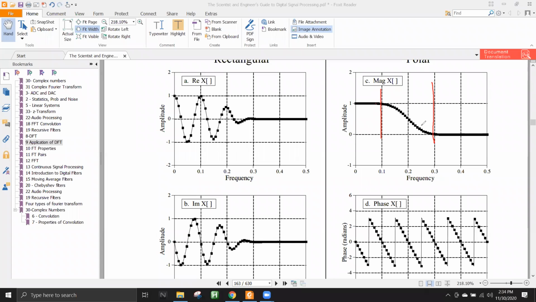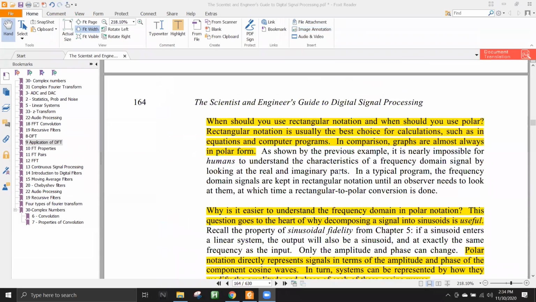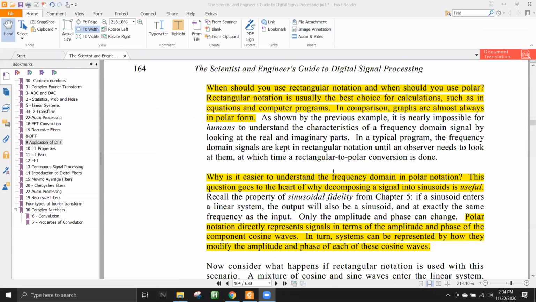The width from 1 to 0 here is called a bandwidth. In other chapters, like in digital filters, we'll be seeing something like this. So later on you'll be seeing the use of magnitude and phase, but for now just remember that magnitude and phase give us more information than simply the plot of RE and IM. So this is why we mainly use polar notation.